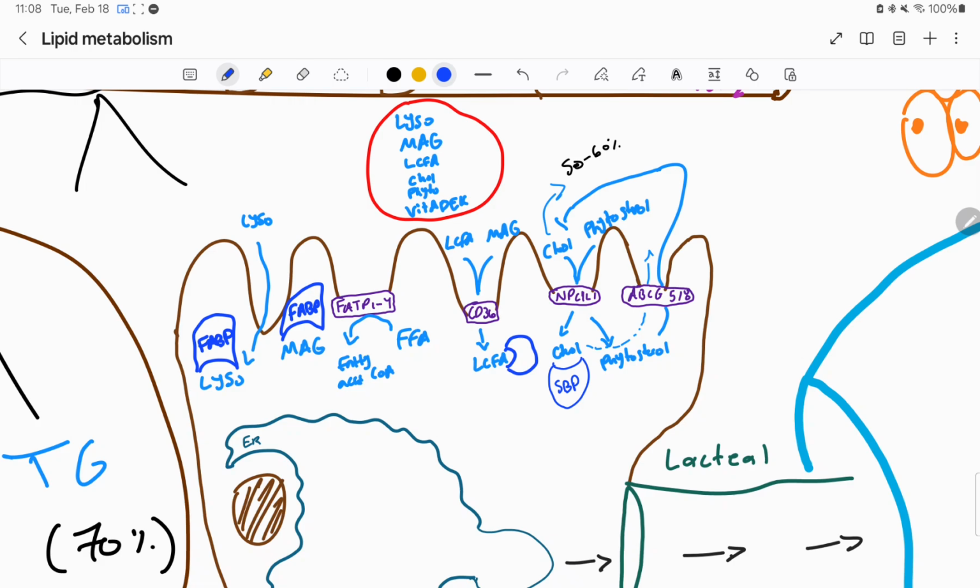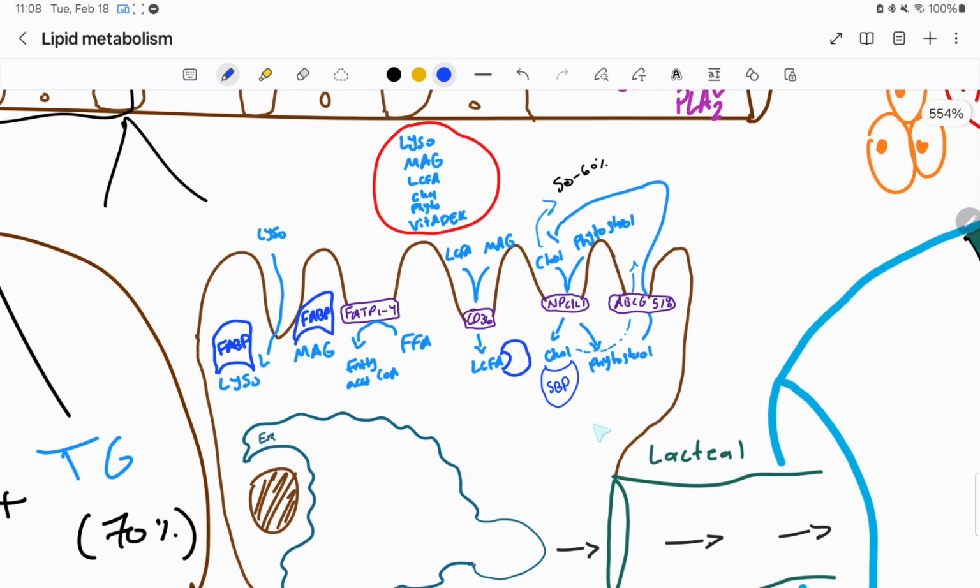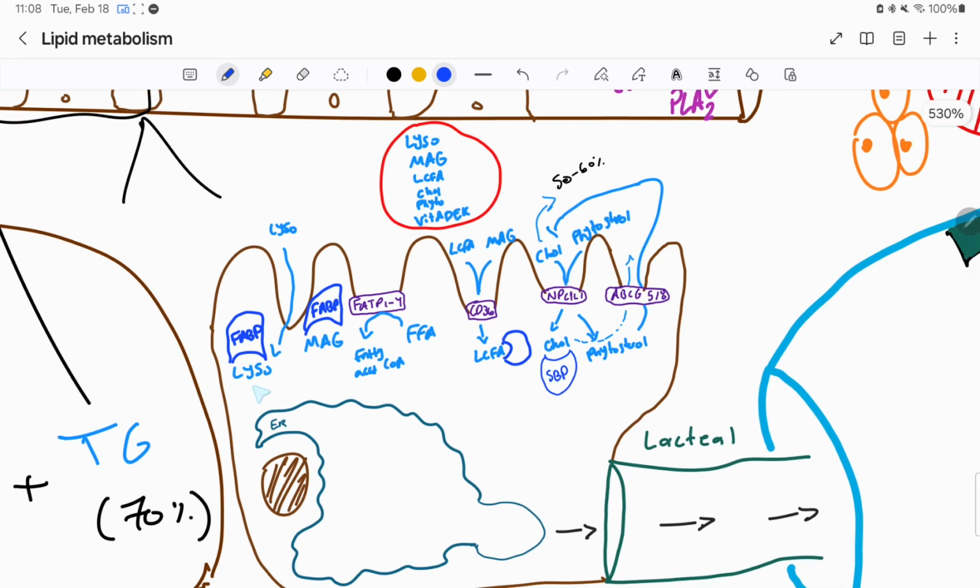Now, once the cholesterol actually comes in, it will also bind to a special protein, and that's called the sterol binding protein. Okay, why are they binding to all these proteins? Why are the fatty acids, the MAG, the lysol, the cholesterol, why are they binding to these proteins? Well, because they're fats, okay, and fats are hydrophobic, and inside of the cell is pretty much a lot of water. So they're binding to these proteins so they can be safely carried to the endoplasmic reticulum.